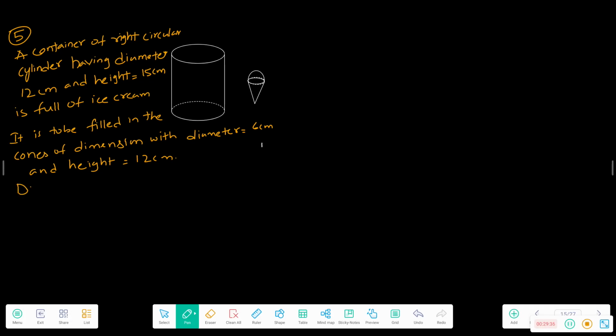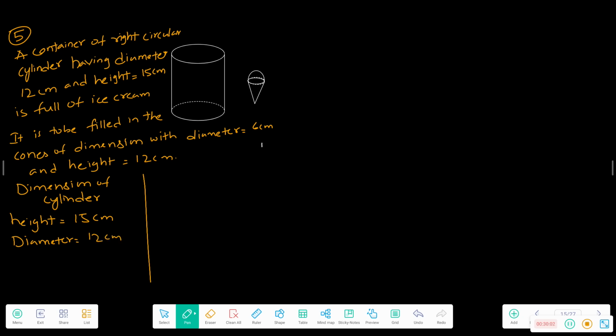So let us write the dimensions. Dimensions of cylinder: height is given as 15 centimeter, and diameter is given as 12 centimeter. So radius, let us take it as capital R, is equal to 6 centimeter.